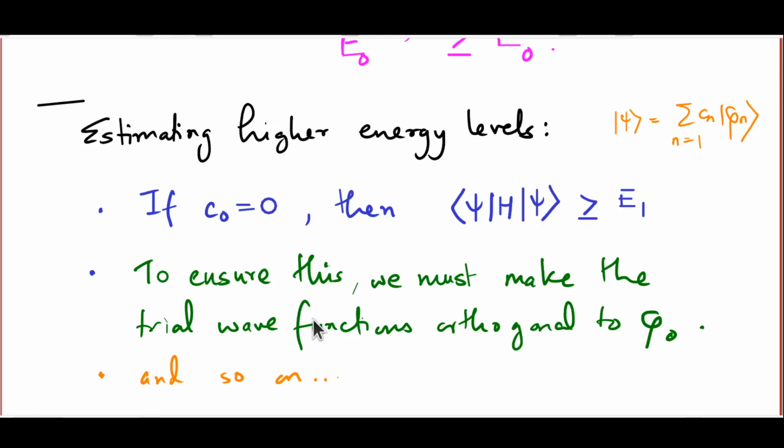There are situations where the ground state wave function may not be exactly known, but may have some well-determined symmetry property, which allows you to ensure that your trial wave functions are all orthogonal to the ground state, even if you don't know the ground state exactly.